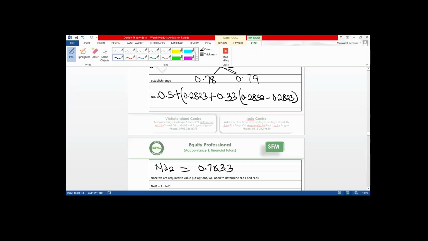Please note, this is just coincidence that D2 is the same as ND2. It is just coincidence that we have the same figure.